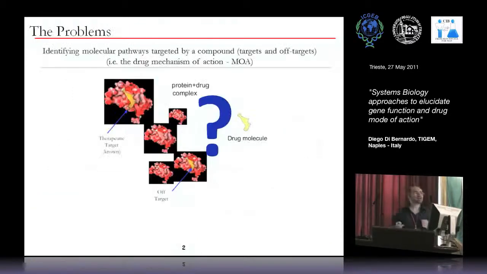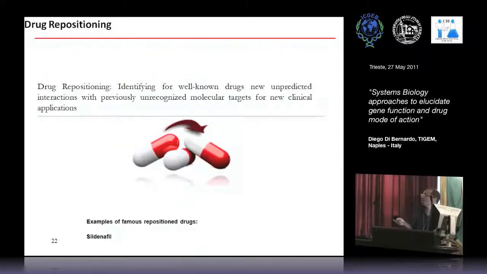mantra.tigem.it. And the idea of this tool is to try to identify the molecular pathways that are targeted by a small molecule. So if you have a new small molecule, you can use this tool to identify what this small molecule can be doing, or also for drug repositioning. So if there is an already known drug, we wanted to see whether we could reposition it to have another mechanism of action that was not known before.